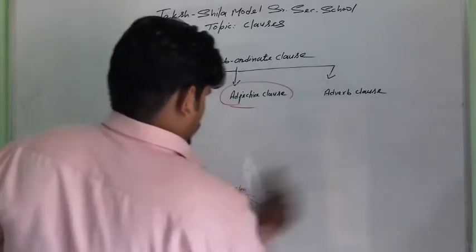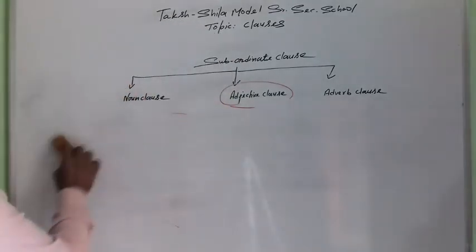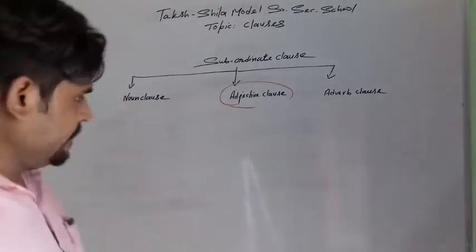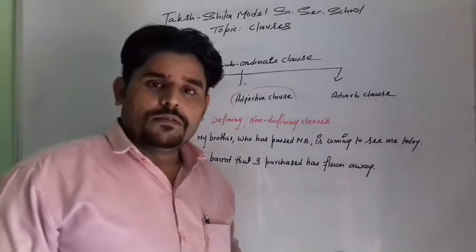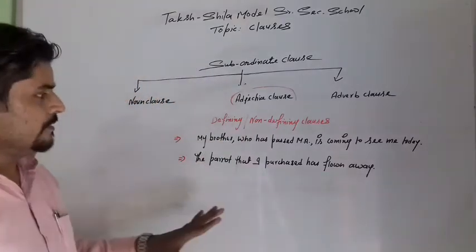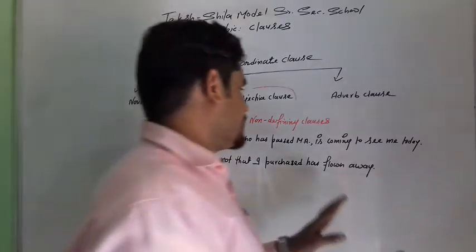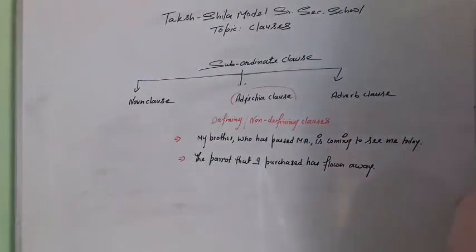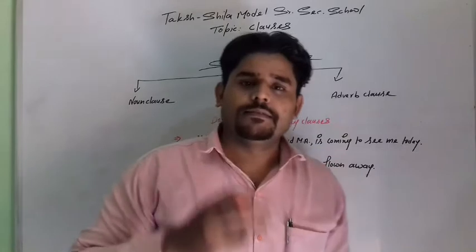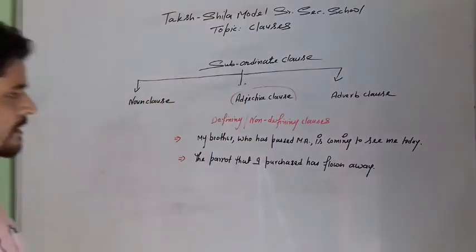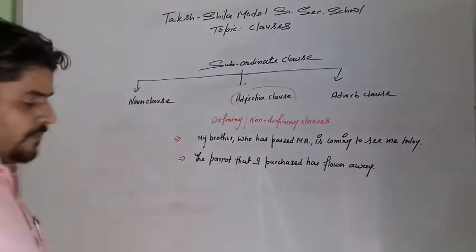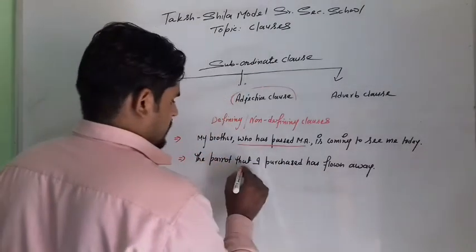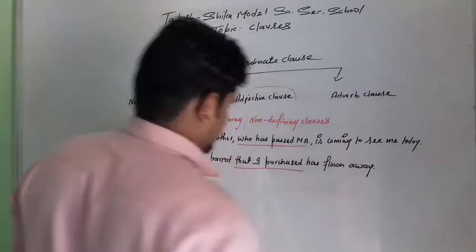What is a defining and what is a non-defining clause? Let me write two examples on the board. Here, we have two examples. My brother who has passed MA is coming to see me today and the parrot that I purchased has flown away. So, let us take a look at these two sentences. First of all, we need to identify the clauses. The first clause is this one and in the second sentence, the clause is this one.